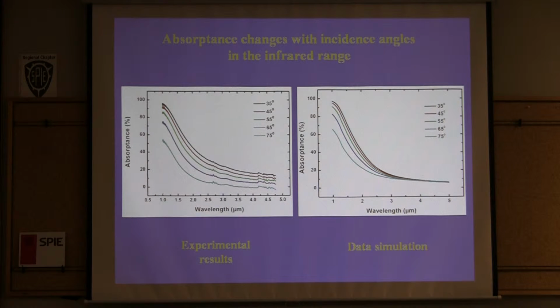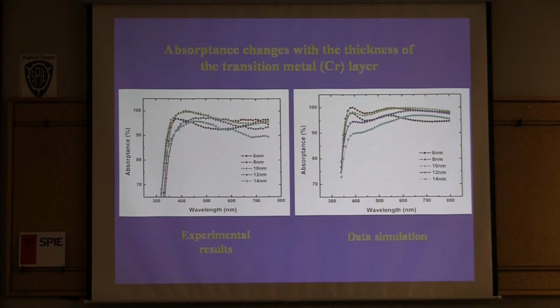We are also changing the incident angle to see what the wavelength range is. Usually, the solar energy range is not so wide, actually 400 to 1,000 nanometer in the infrared range. We used the transient method to get the experiment data. That's the simulation data to compare with each other. For different layer thicknesses, the best one is about 10 nanometer.